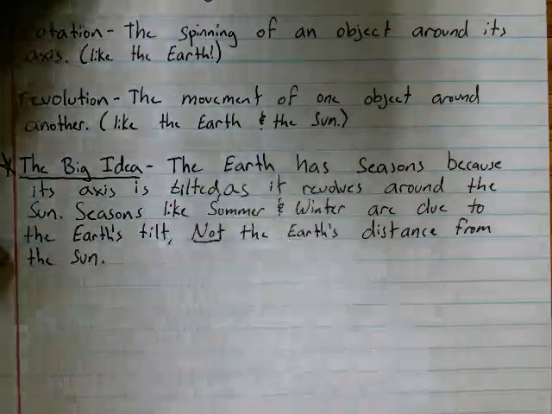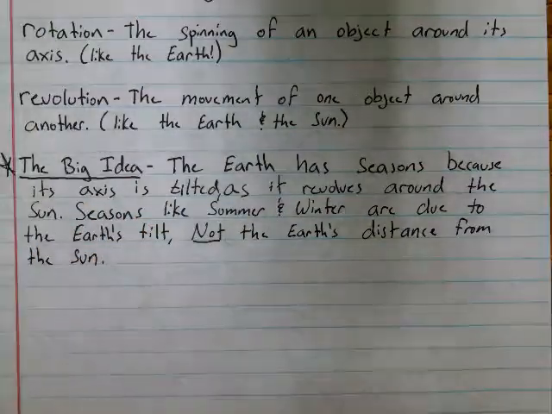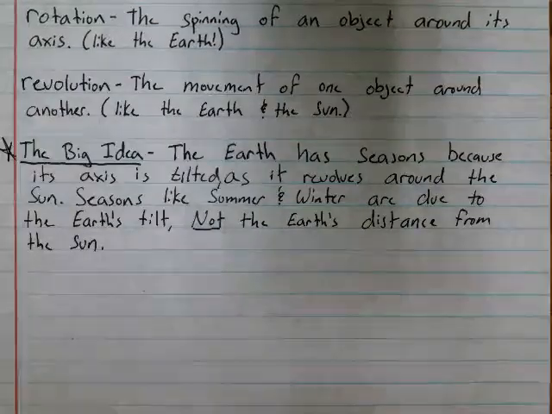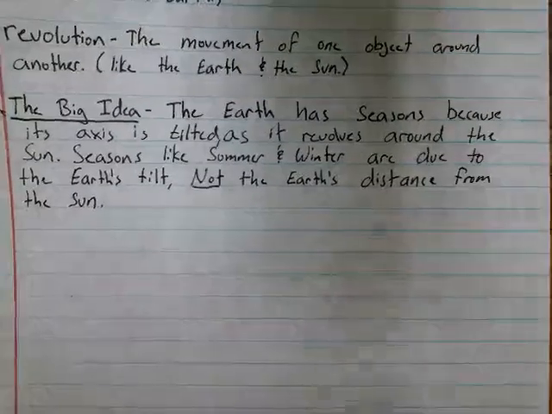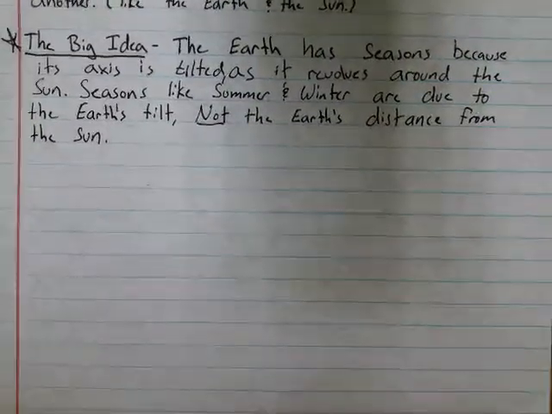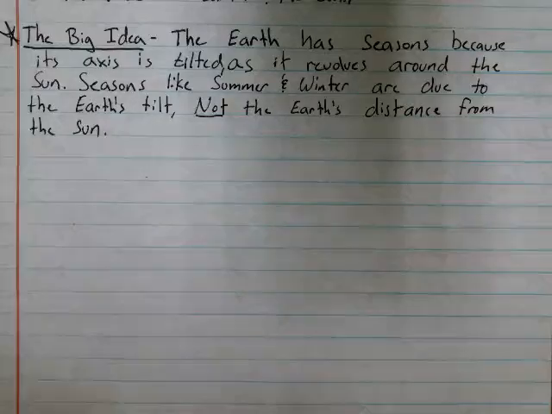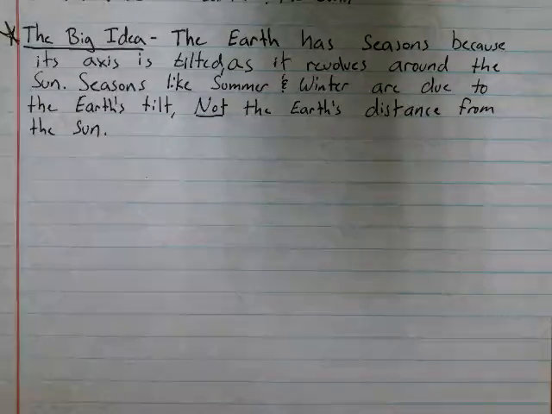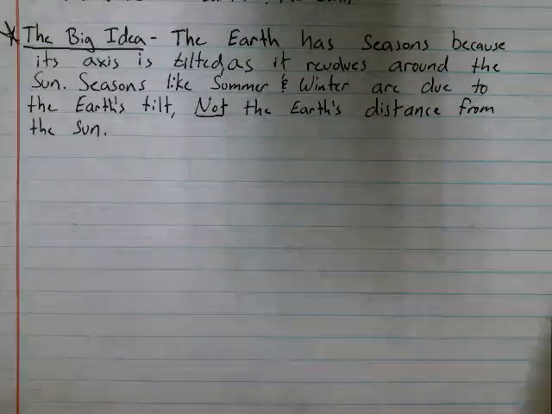This is very important. That's a huge misconception that people have. Lots of adults, if you were to go and poll them and ask them why the Earth has seasons, would tell you they think it's because of the distance the Earth is from the Sun. And that's just not true. It's because the Earth has a tilt.